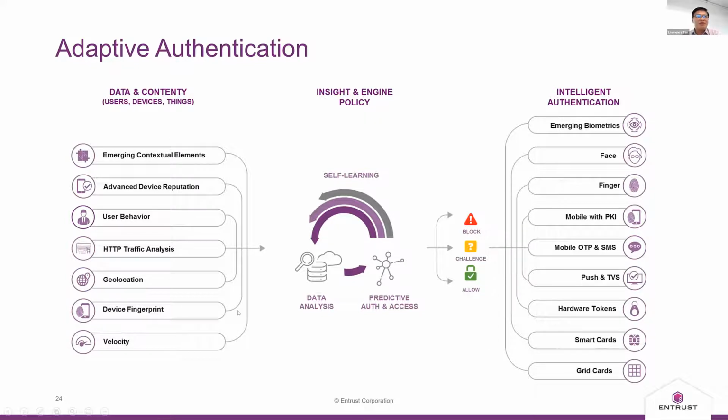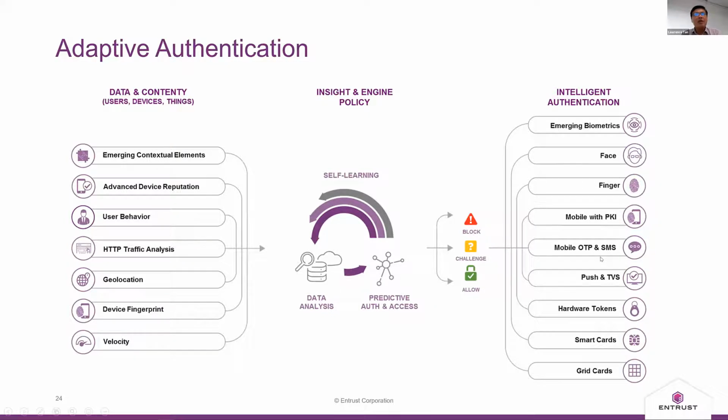Based on these factors, we go through our risk-based policy engine to compute the risk level. And based on the risk level, it will either block the access, challenge, or allow the access. So that's intelligent authentication using different types of authenticators.